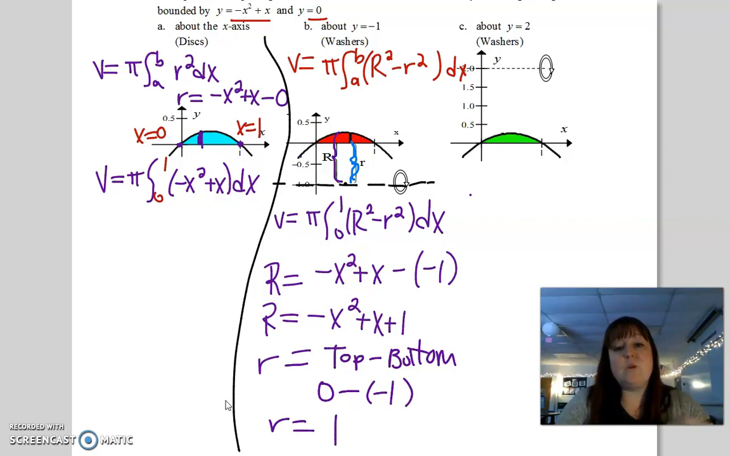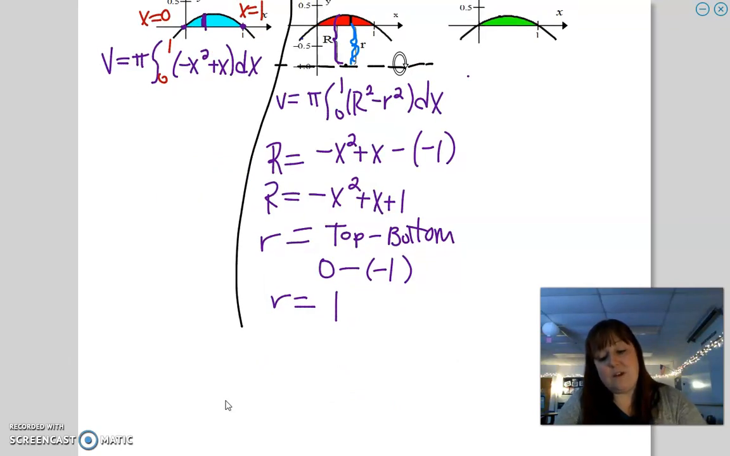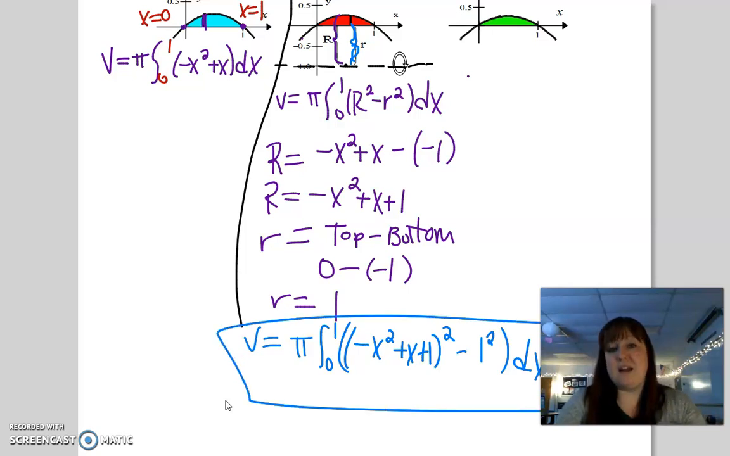So we can just go ahead and replace, in this function, big R with what we just found big R to be, and little r with what we found little r to be. So our final answer is going to be that the volume of this solid is going to be pi times the integral from 0 to 1 of (negative x squared plus x plus 1) squared minus 1 squared dx. So if we evaluated that, we would find the volume of this solid.